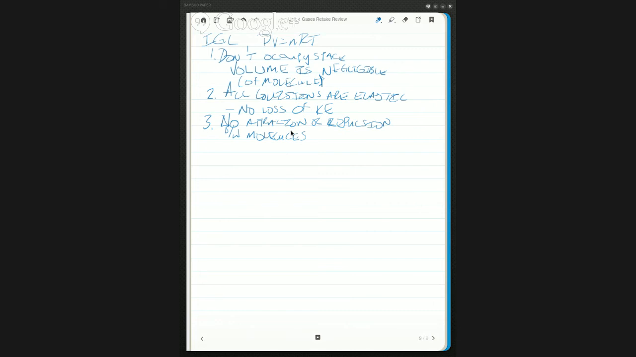Then I would say, I'm trying to remember. I have to be honest with you, I'm kind of struggling here. Oh, rapid random motion. Rapid random motion, and it's constant, and they move in straight lines.